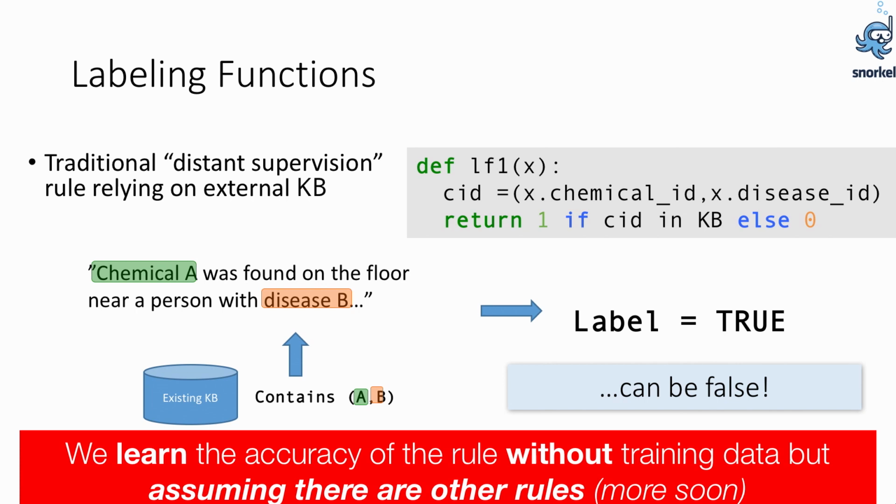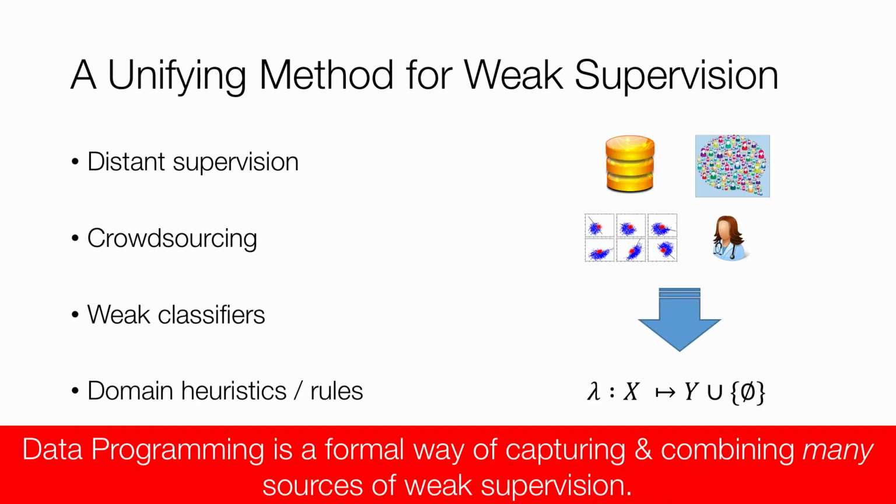But what happens if you have multiple such sources? That's where things get a little bit fun. When there are multiple such sources, we're going to be able to estimate their accuracies, assuming there are these other rules, without having to see any training data. Now, if you looked at that and said, well, there's nothing in your example that assumed anything about distant supervision, you'd be exactly right. There isn't.